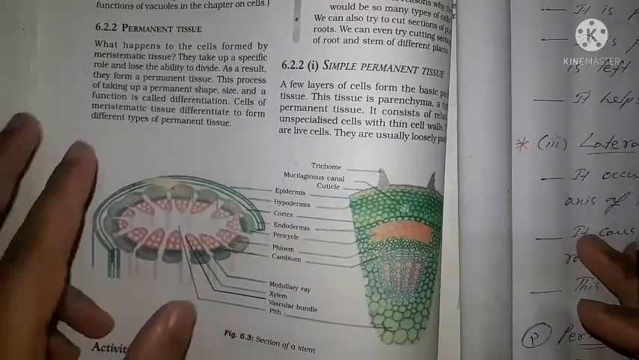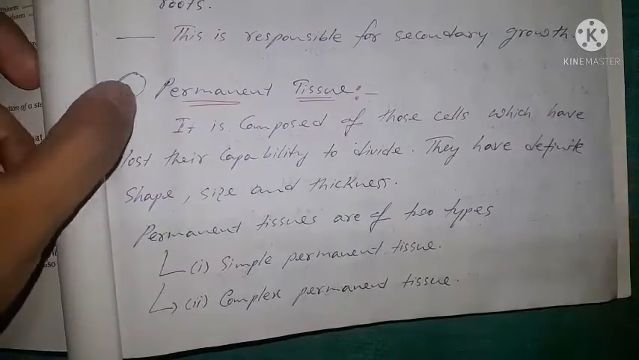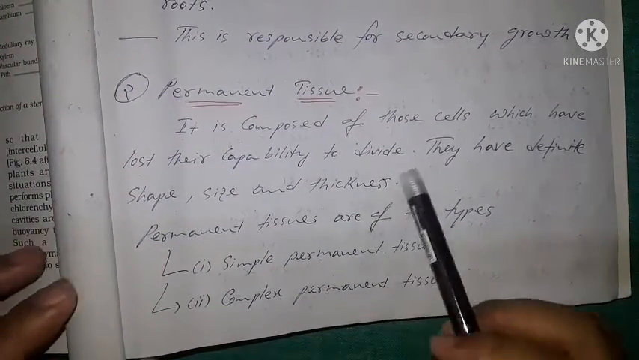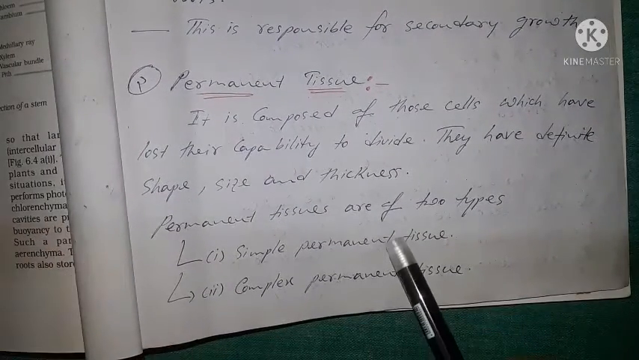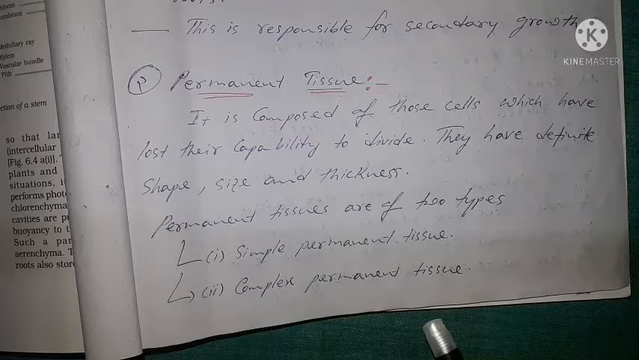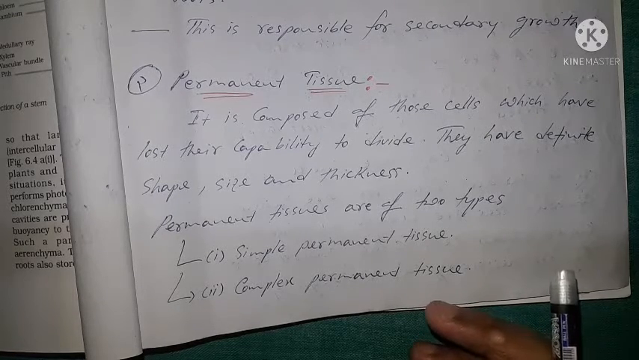Good morning, children. In the last class, we discussed the meristematic tissue. So today we will discuss the permanent tissue. Permanent tissue is composed of those cells which have lost their ability to divide. They have definite shape, size, and thickness.